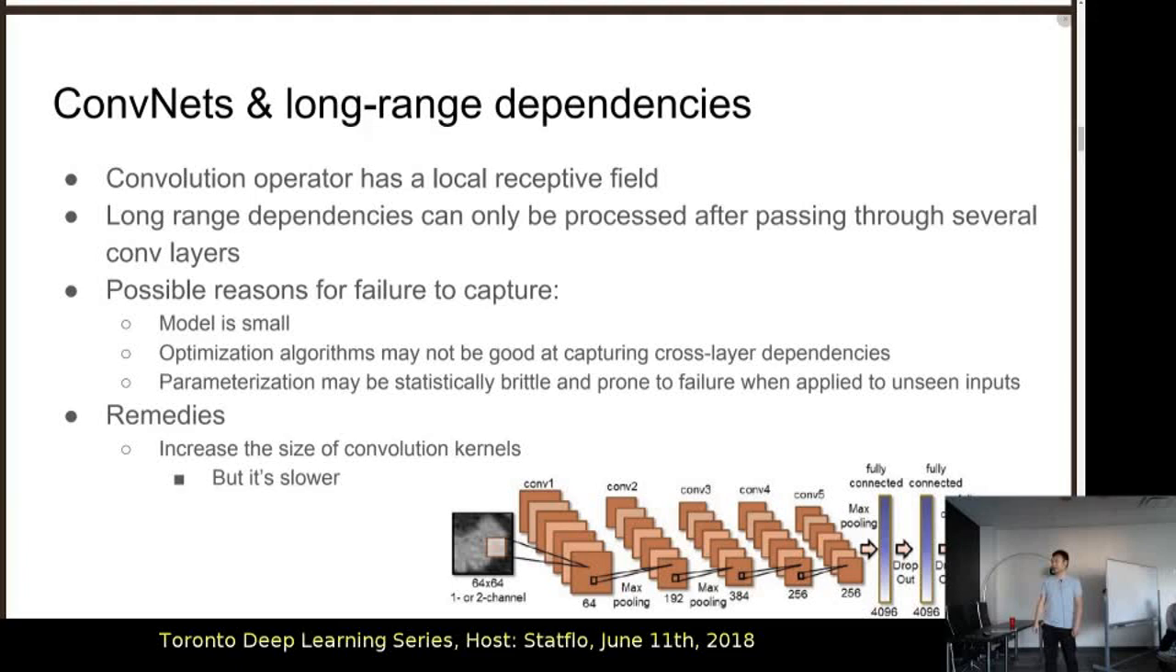So convnets have a local receptive field. According to the paper, long-range dependencies can only be processed when they are embedded across several layers. So you can only start to get a grasp of it after features get passed through several layers. What this leads to is that if your model is small, it may not be able to capture a lot of the hidden spatial features. The optimization algorithm may not be good at capturing cross-layer dependencies, and it may be statistically brittle.